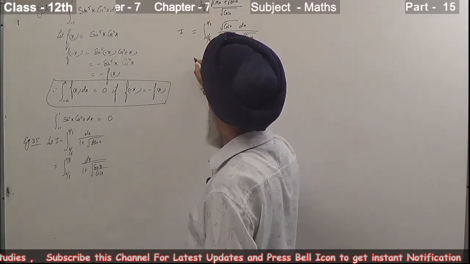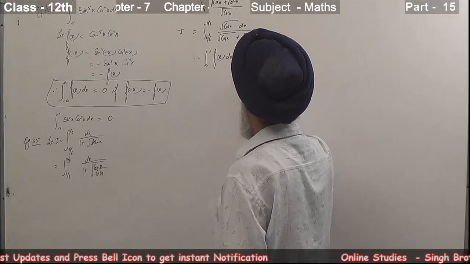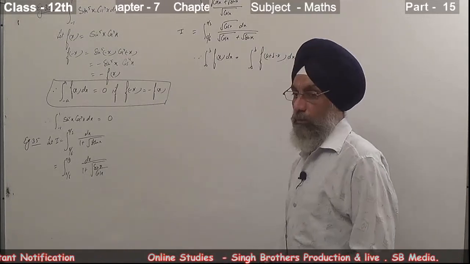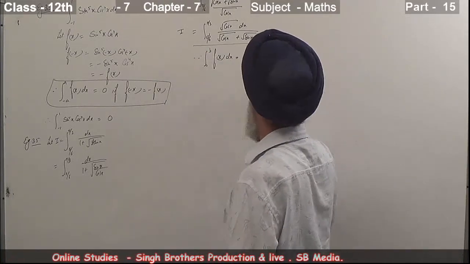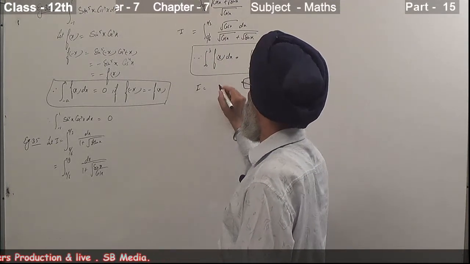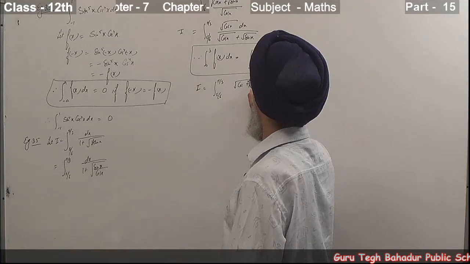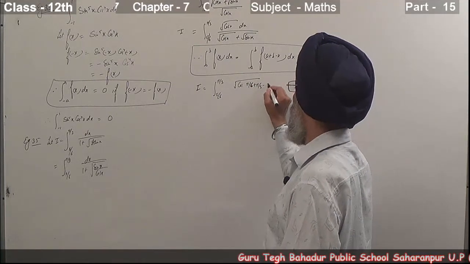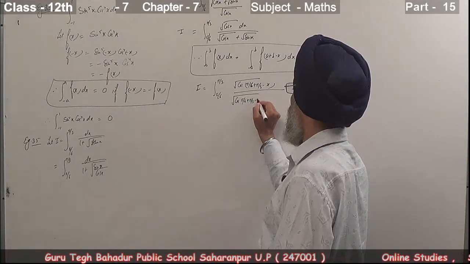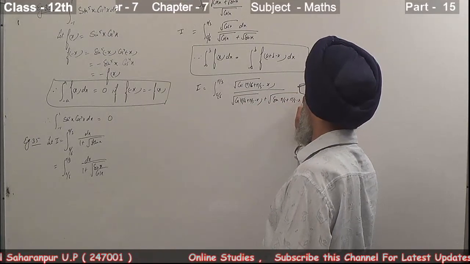If you apply here the property, since the integral from a to b of f(x) dx is equal to the integral from a to b of f(a plus b minus x), property number 5, therefore I is equal to the integral from pi by 6 to pi by 3 of square root of cos of pi by 6 plus pi by 3 minus x upon the square root of cos of pi by 6 plus pi by 3 minus x plus square root of sin of pi by 6 plus pi by 3 minus x.